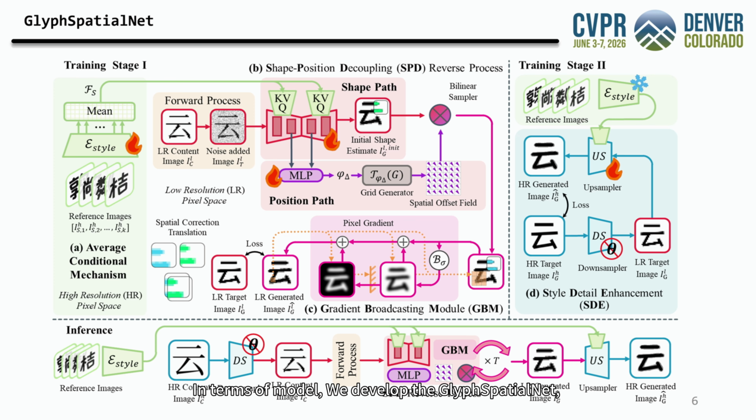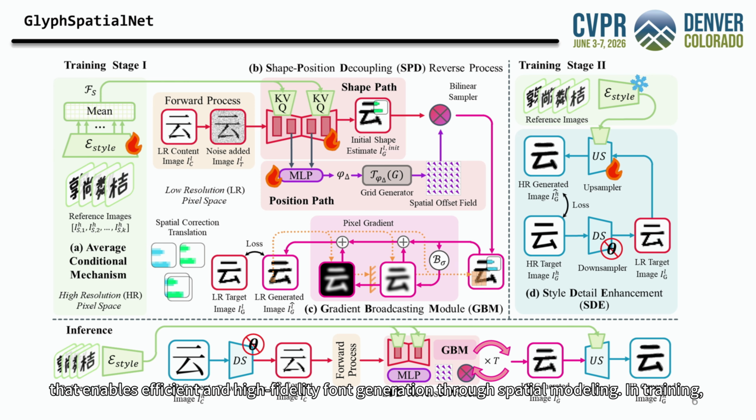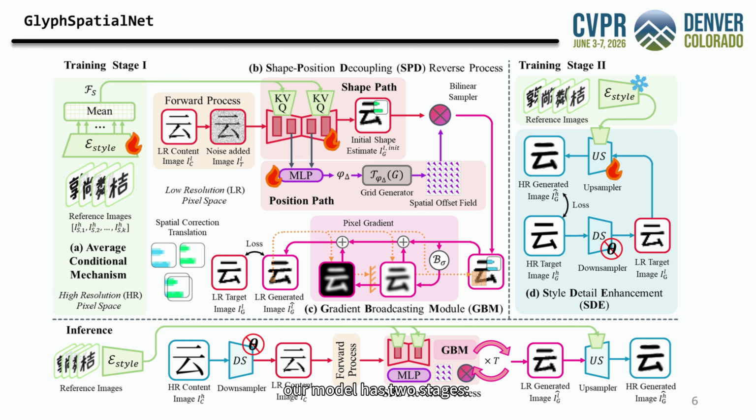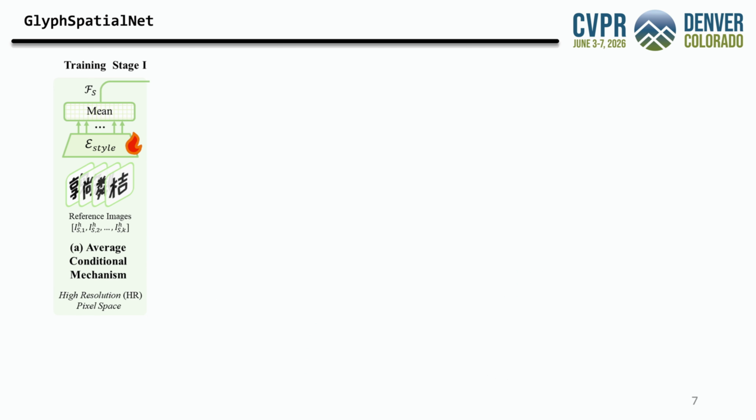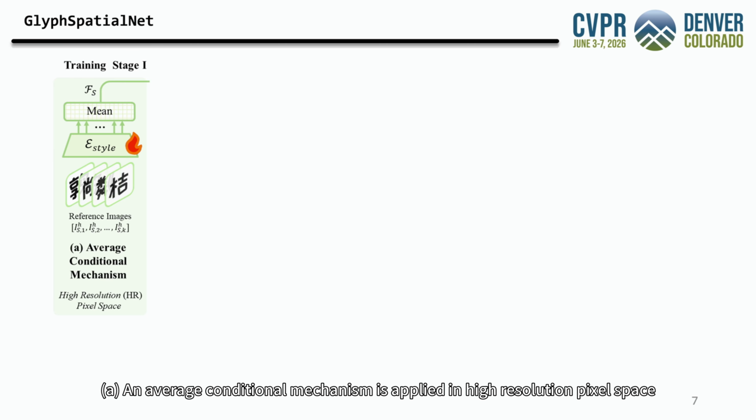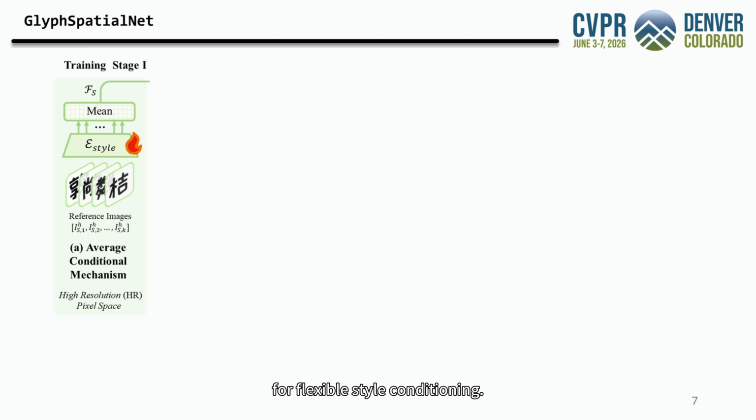In terms of model, we developed the Glyph SpatialNet, a novel two-stage decoupling architecture that enables efficient and high-fidelity font generation through spatial modeling. In training, our model has two stages. Stage 1. We train the process of font style transfer to generate low-resolution target images for efficiency. An average conditional mechanism is applied in high-resolution pixel space for flexible style conditioning.